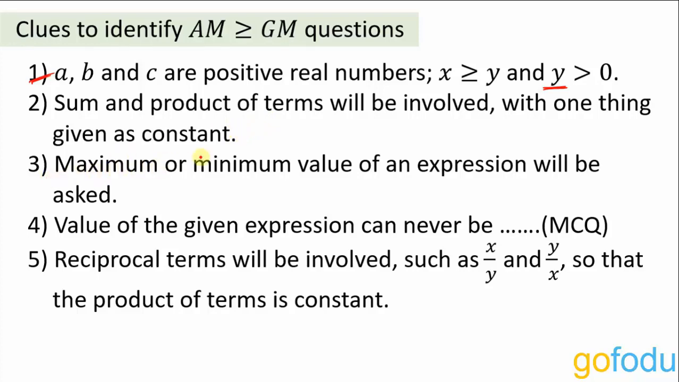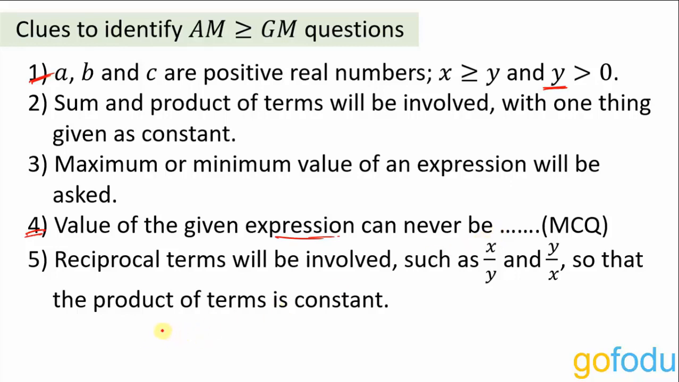Third one, maximum or minimum value of an expression is asked. Now there are chances that if maximum or minimum value of an expression is asked, the question is based on this concept, AM is greater than or equal to GM. Fourth one, now there can be multiple choice questions which will appear totally unrelated, like value of so and so expression can never be. Then there will be 4 options. In such questions you will have to find the maximum or minimum value of the given expression and mark the option which is outside the range.